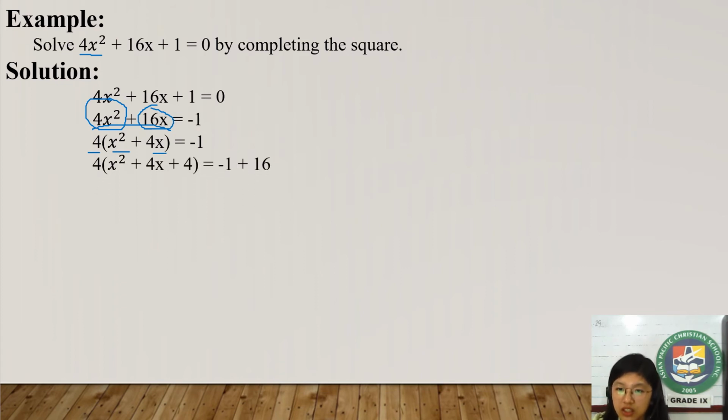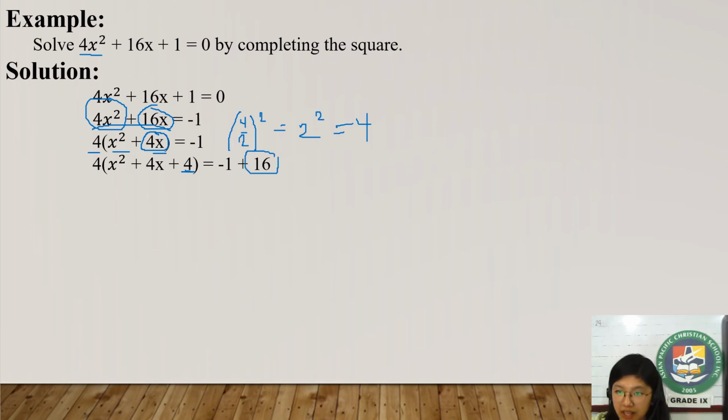So, bakit siya naging ganito? 'Di ba ang coefficient ng x ay 4. So, ang half ng 4 ay, 'di ba, magiging ganyan yan. Half the coefficient of x, then square. So, 4 divided by 2 will be 2. Then, 2 square will be 4. Ayan. Kaya, naging 4 ito.